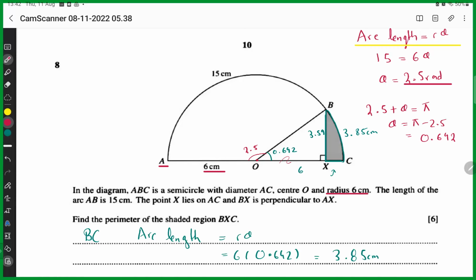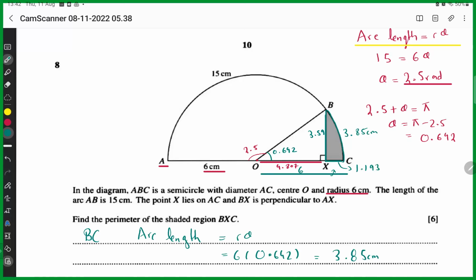So this length right here is basically going to be 4.807. This entire length was basically 6 centimeters. Just do 6 minus 4.807 and you would get XC. So 6 minus 4.807 is going to give you 1.193. So this length is 1.193.